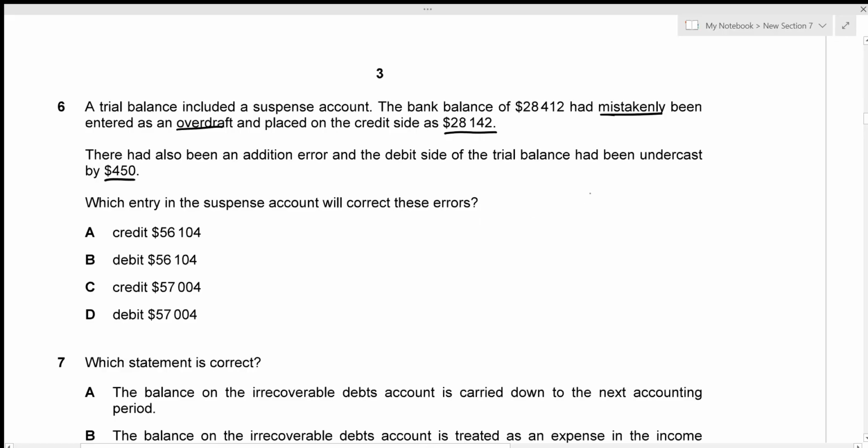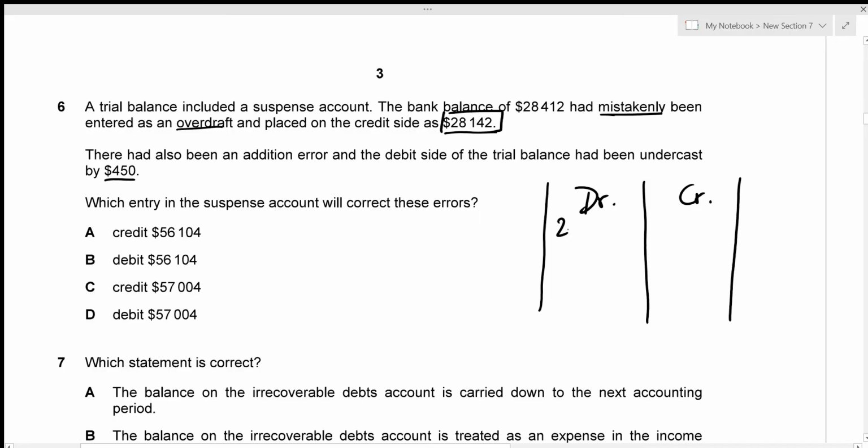So I'm just going to create the trial balance. This is going to be the debit side and this is going to be the credit side. And I'm going to rectify all of these errors. So the first one is that the bank balance had been mistakenly placed on the credit side as 28,142. So in order to eliminate this, I'm going to have to place the same value on the debit side as well. So that's going to be 28,142. Now, in order to enter the correct bank balance of 28,412, this value needs to be included in the debit side as well. So that's going to be 28,412.